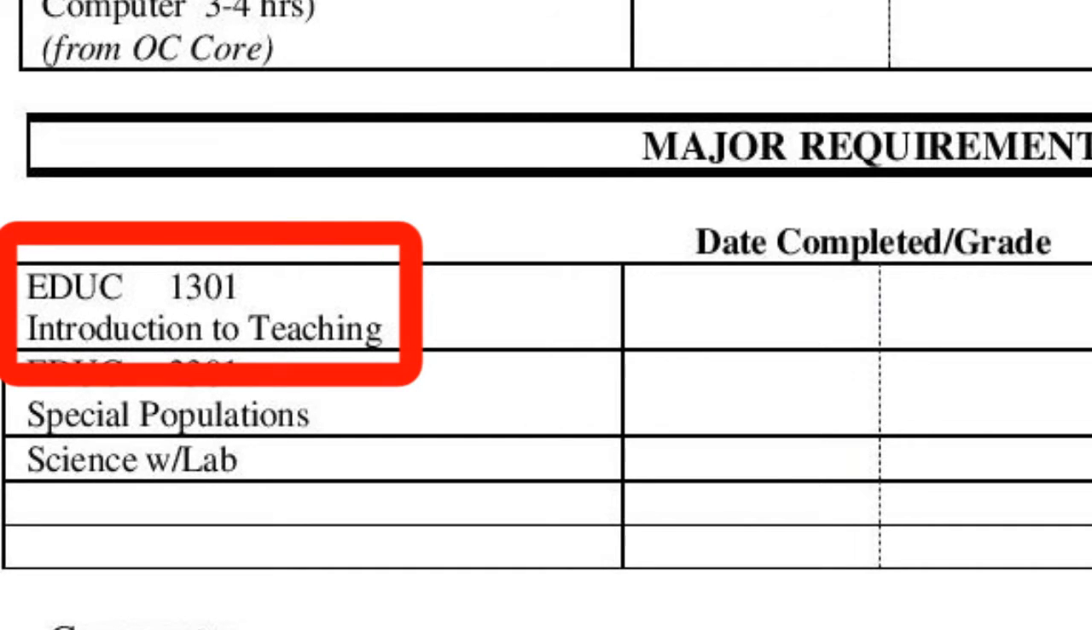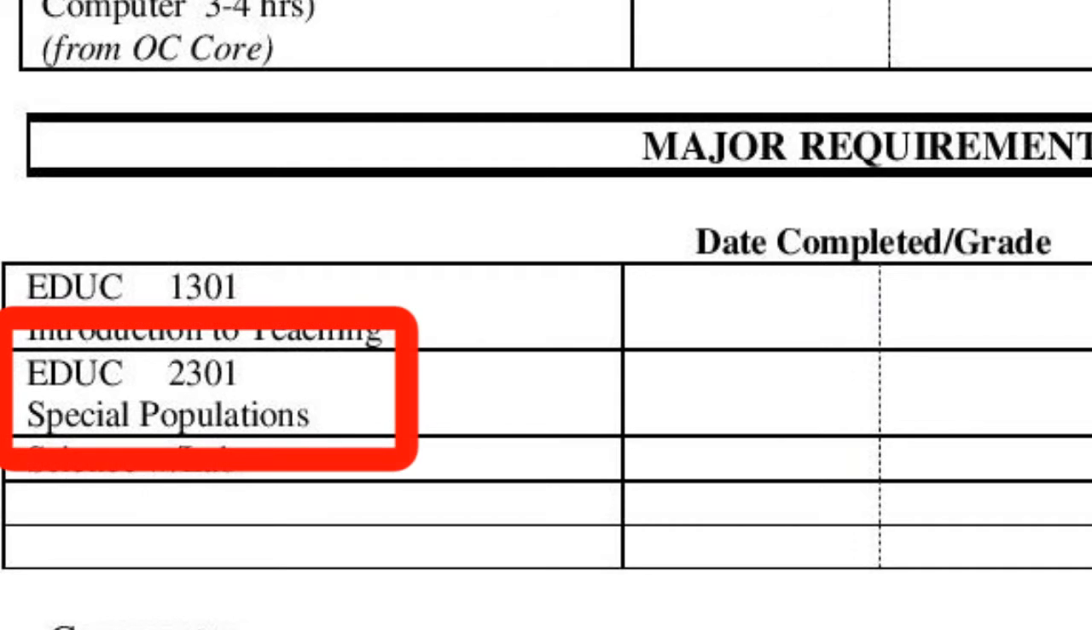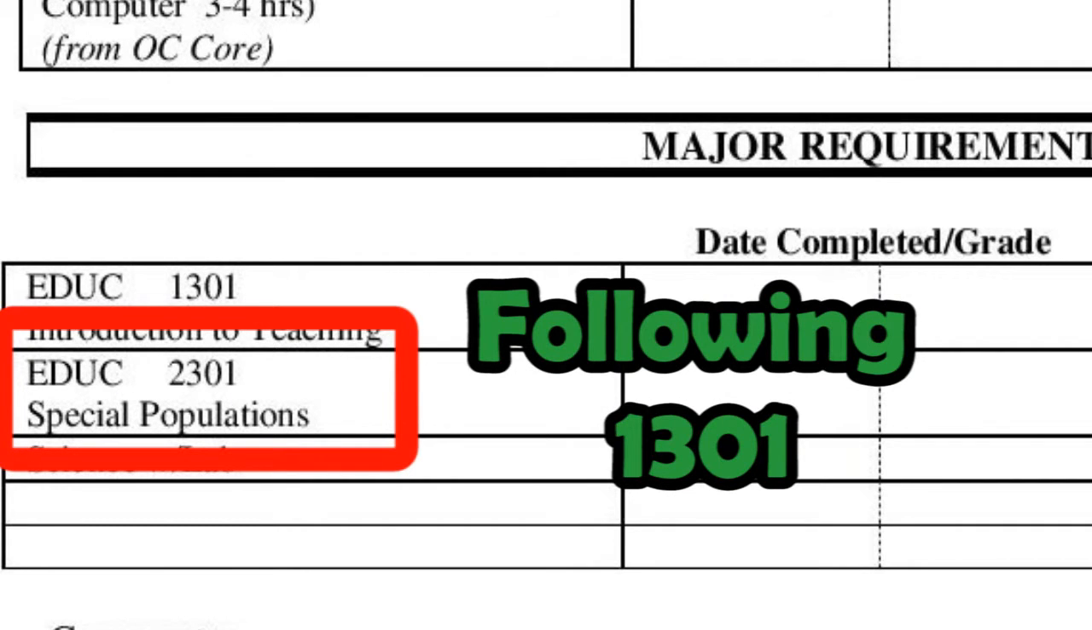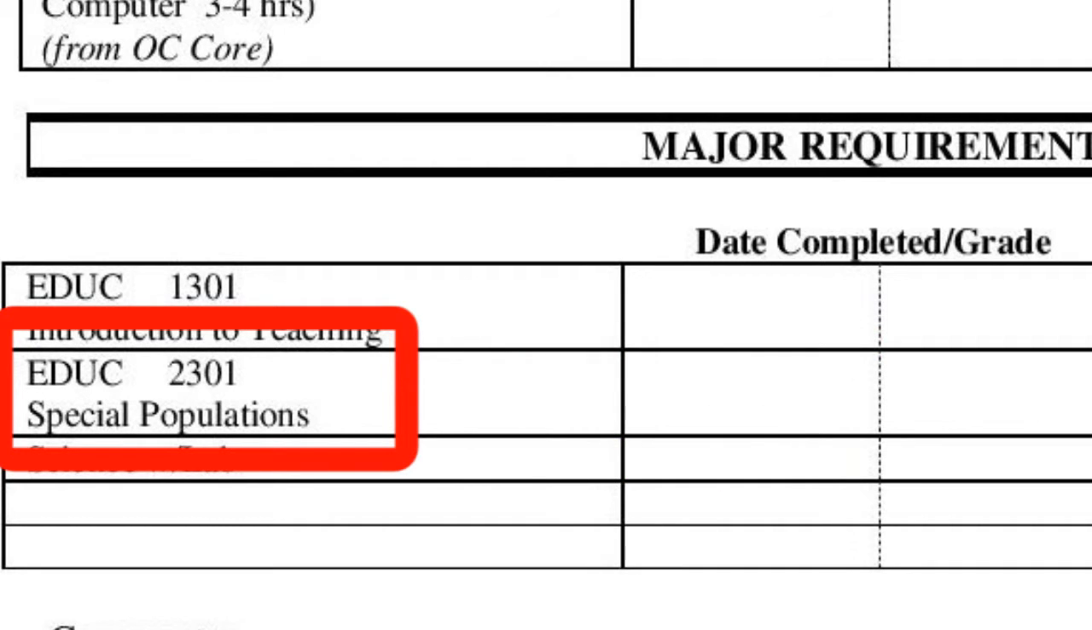The Education 1301 Introduction to Teaching class is a prerequisite class. This means you cannot take any education classes until you've completed this class. This is a wonderful class that looks at every aspect of teaching. It's a fun and exciting class. The second class, Education 2301 Special Populations, should be taken the very next semester after completing the 1301 education class. This class is an exceptional class that looks at special education. Because no matter what subject or level you teach, you will always have special needs children in your classes.